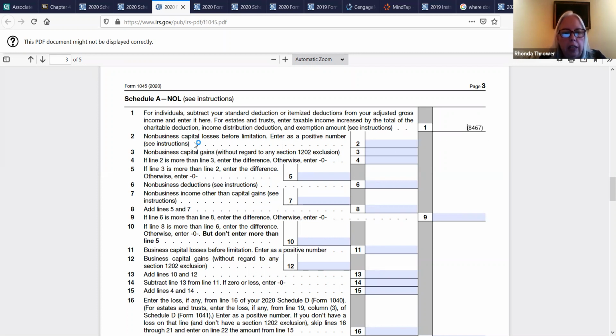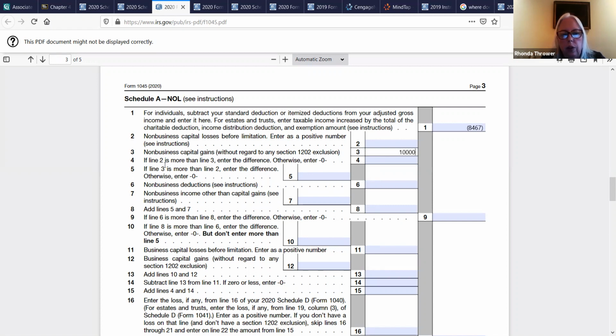We didn't have any non-business capital losses in this problem. So we're going to go on to non-business capital gains. We sold our residence for a gain of $10,000. So the primary residence was sold for a gain of $10,000. You need to enter $10,000 on line 3.